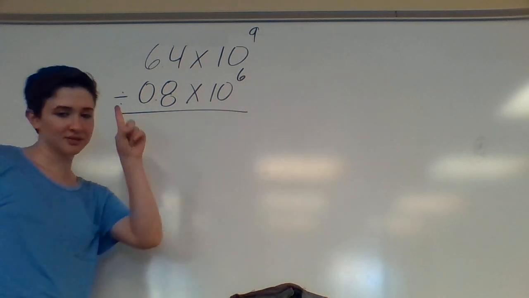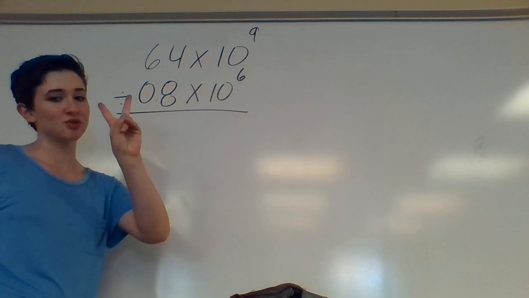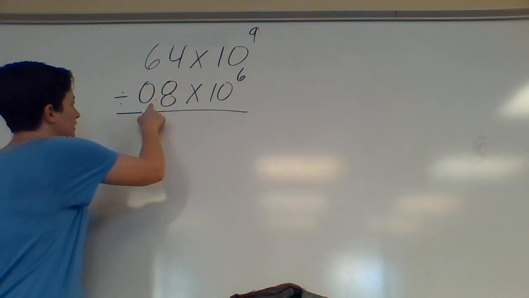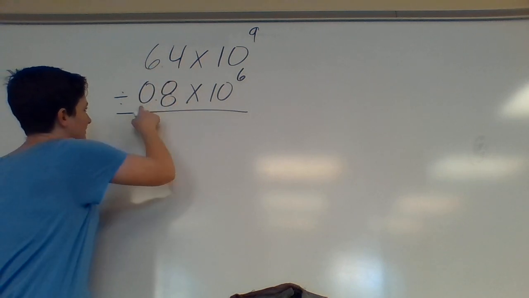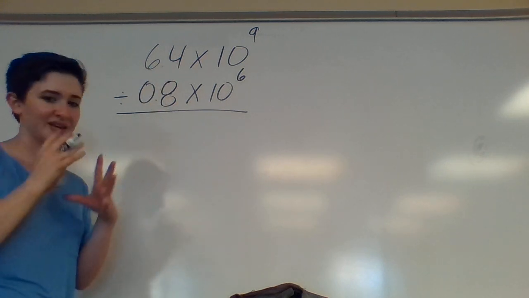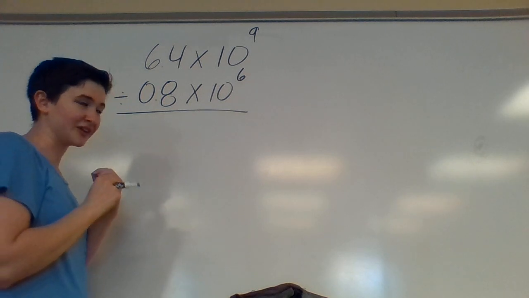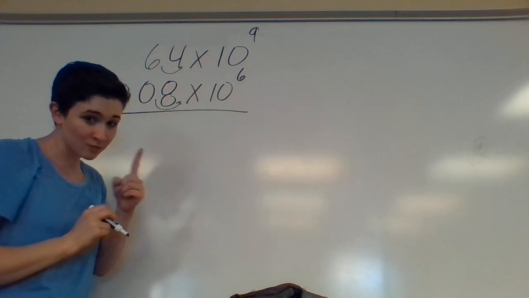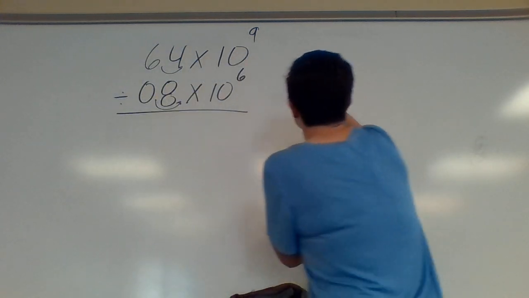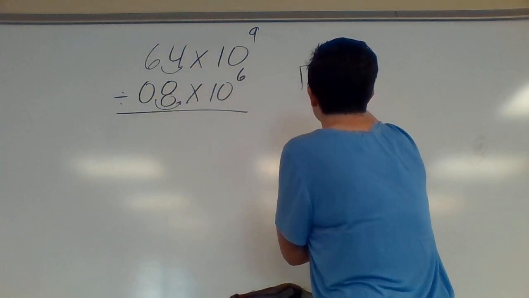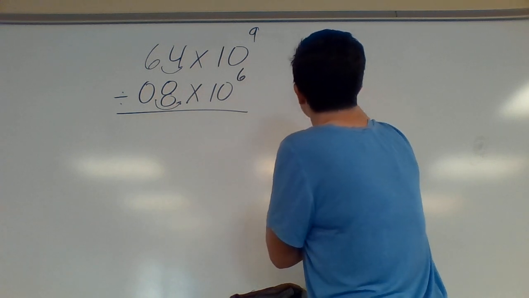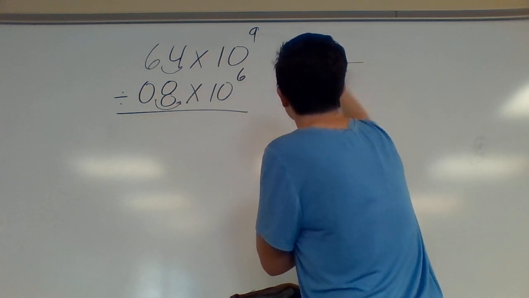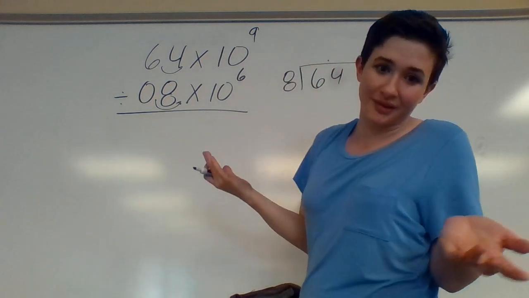Again, number 1, divide the decimals. Number 2, subtract the exponents. And this is on division. So, we're going to look at this. We have 6.4 and we have 0.8. Now, if you're thinking like I'm thinking, if we move the decimal places back, we have 64 and 8. So we divide 64 by 8. 64 divided by 8. The decimal ends up right in the middle because that's what it does.